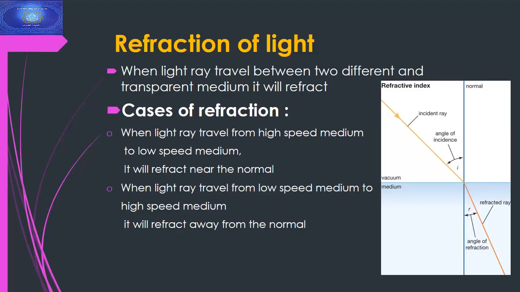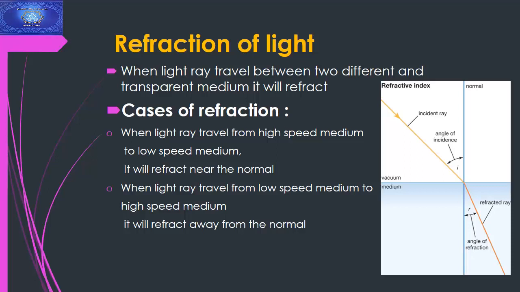Refraction of light. We know that refraction occurs when the light ray travels between two different and transparent mediums. As we see in this figure, we have an incident ray. The first medium is air, the second medium is water. This ray is refracted as we see in the second medium. So we have incident ray, refracted ray, normal, incident angle, and refracted angle. Incidence angle is between the normal and the incident ray. Refracted angle is between the refracted ray and the normal.